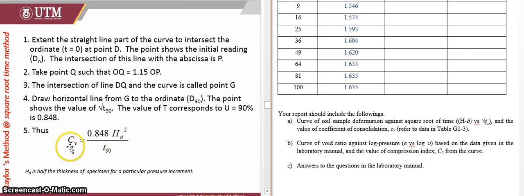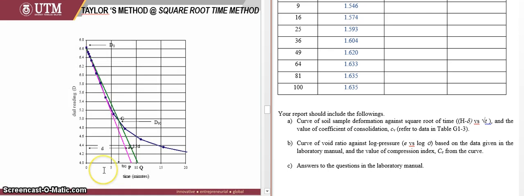And finally you can get the coefficient of consolidation, or in simple layman's terms, you get the rate of consolidation, so how fast the consolidation occurs in the soil. So that finishes the first part. You get this graph and also the CV.